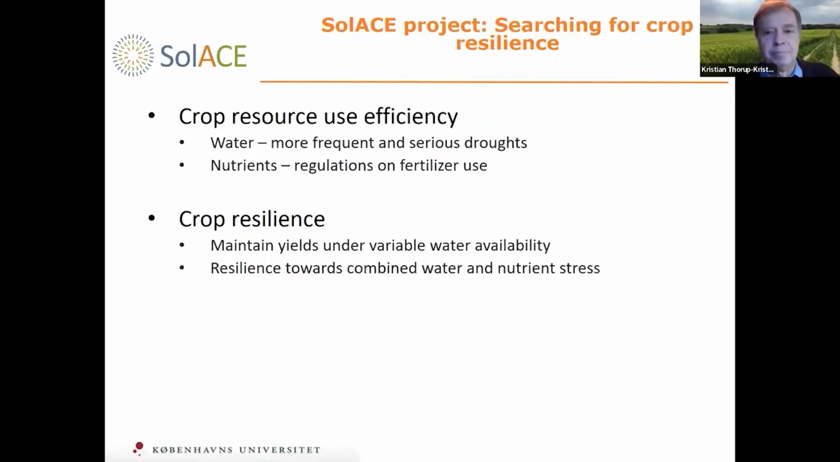So why all this focus on deep rooting? The SolACE project deals with crop resource efficiency. We need to improve that in future farming, and also we're sure we need to improve crop resilience as global climate change is continuing and making more unstable and often more dry conditions. We need crops that can still produce under those conditions and continue producing when the water supply is low and when maybe nutrient fertilization is regulated to avoid environmental problems.